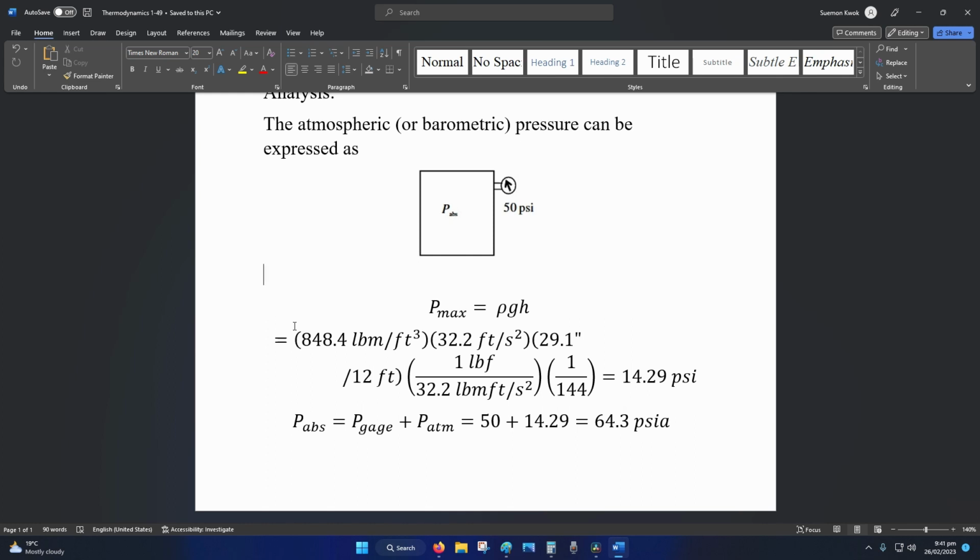Alright, so atmospheric pressure, or P_atm, is P_bar. To find the absolute pressure, which is the question, we need to add the gauge and atmospheric pressures. So you get 14.29 psi from your atmospheric pressure, which is your P_bar, and 50 psi that was given. Add them together, you get 64.3 psi, rounded to one decimal place.